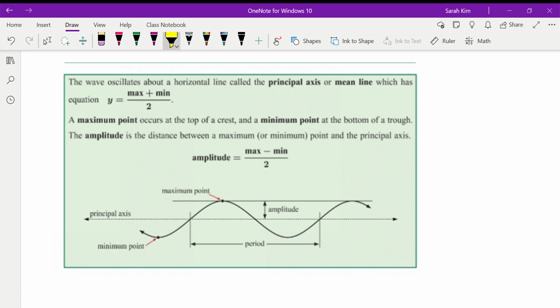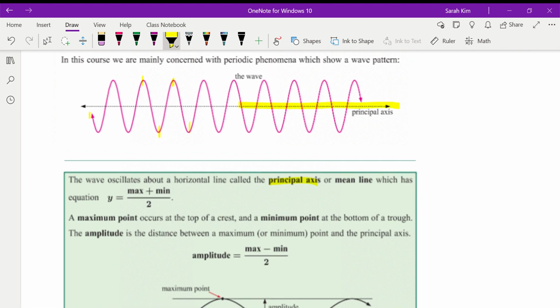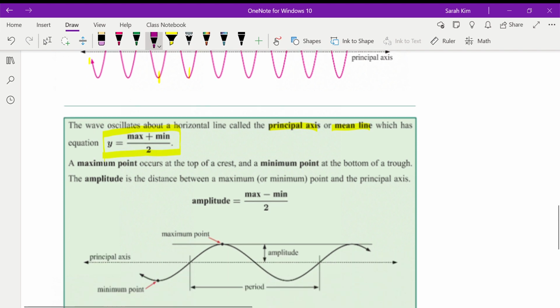These are some of the wave properties. The wave oscillates about a horizontal line called the principal axis, which is just this kind of midline, or mean line we call it, which has the equation y equals (max plus min) over 2. So it basically averages out the maximum and the minimum. It's just a halfway point. So that's called the principal axis or the mean line.